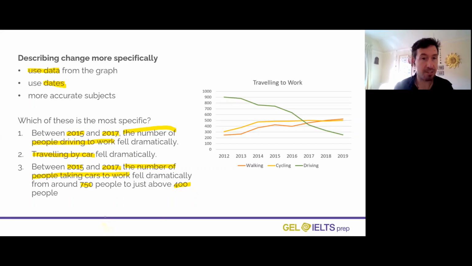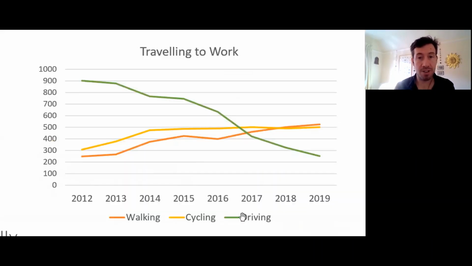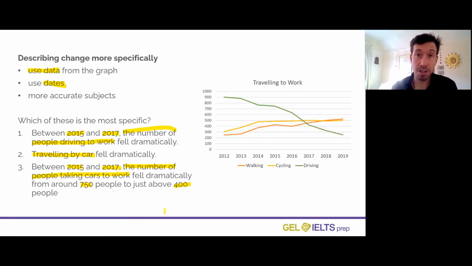And we can have a little look at that here, 750 to just over 400. Let's see what it's referring to. So we're talking about the number of people driving to work. In 2015, you can see here it's at 750 people, to 2017 for just over 400. So it's describing this part here, and it's describing it very specifically. It's using numbers from here, and it's using dates from here, and it's putting it all into one sentence. Now, that is exactly what you want to be doing.